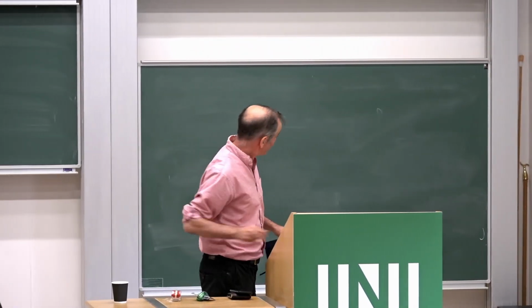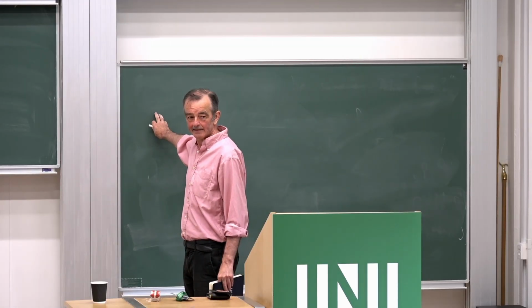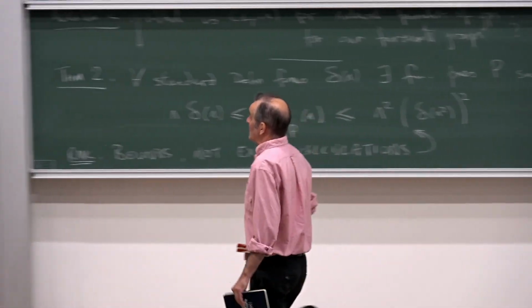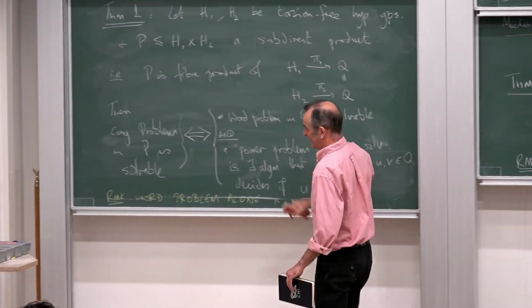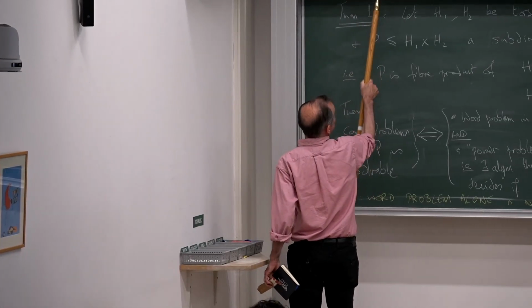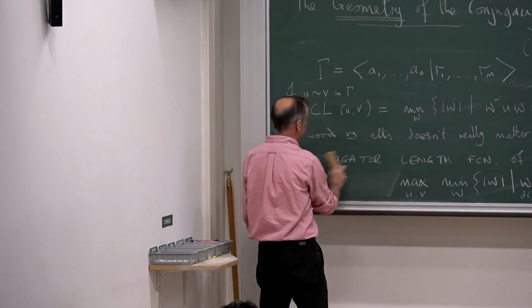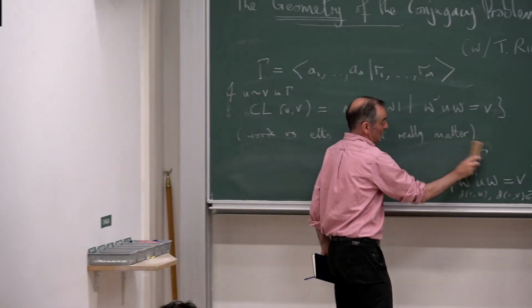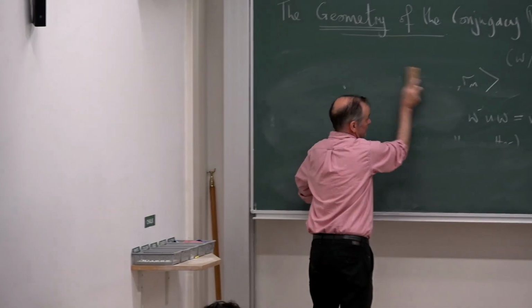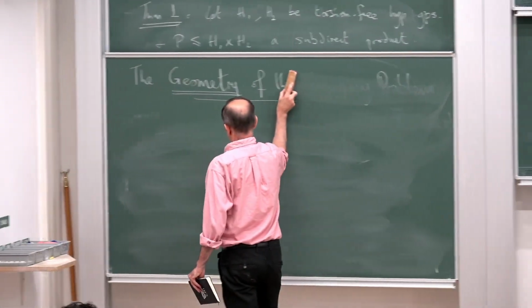Now, to motivate this, is this a bad place to write because of the lectern? Let me write over there. To motivate this, let me compare to the way we came to understand, and I'm going to focus now on relatively small conjugator length functions, so things in the polynomial range.